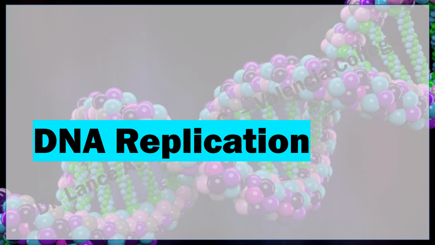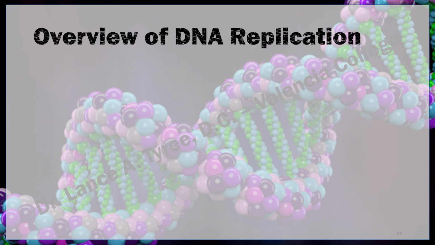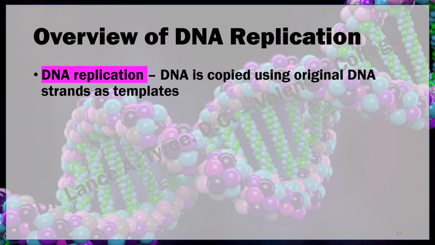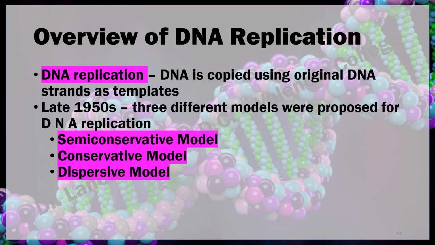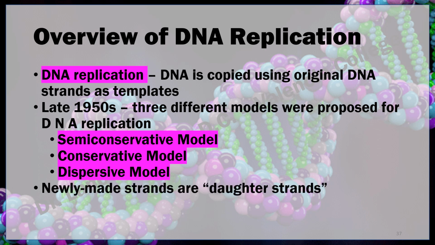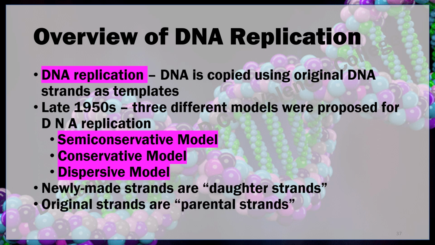Now that we've learned about the structure of DNA, we're going to learn about how it replicates. So an overview of DNA replication. DNA is copied using original DNA strands as a template. In the late 1950s, 3 different models were proposed for DNA replication. They were called the semi-conservative, conservative, and dispersive models. Newly made strands are called daughter strands. The original strands are called parent or parental strands.